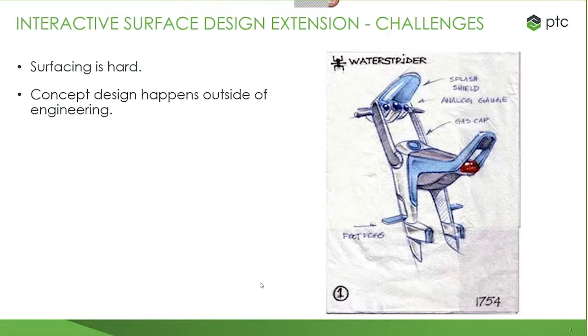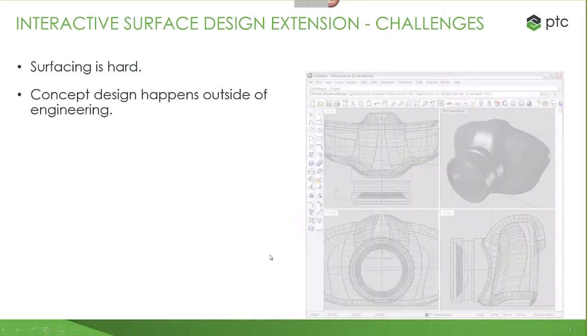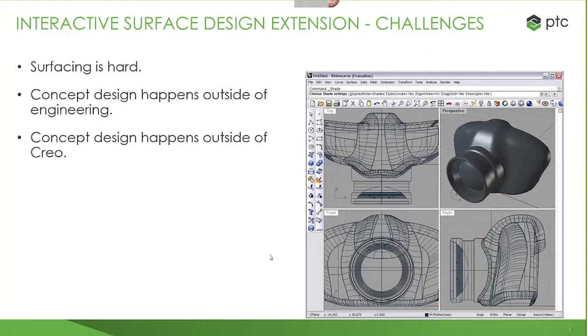There is sometimes a disconnect between our concept design and our final design. How do I go from that concept to my parametric modeling in a flawless manner? And if we're working in Creo, sometimes the concept design happens outside of Creo. There's a lot of really good tools out there. Rhino is one of them, some of those other tools that do concept design, but it's a little bit more disconnected from the main engineering role.